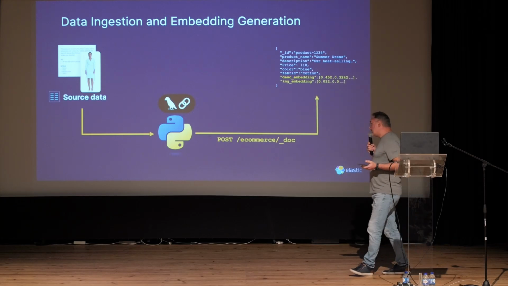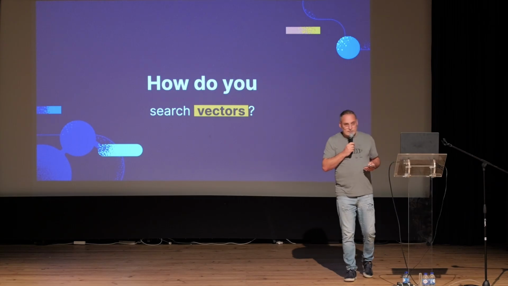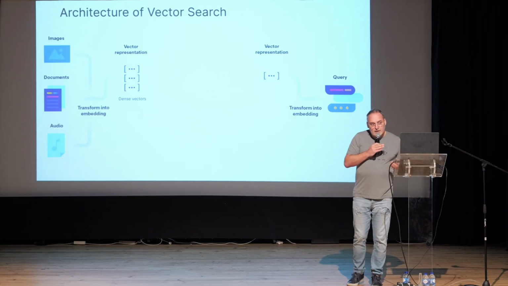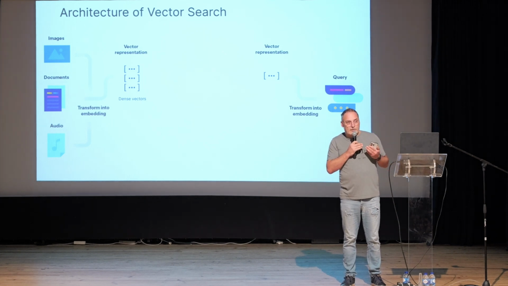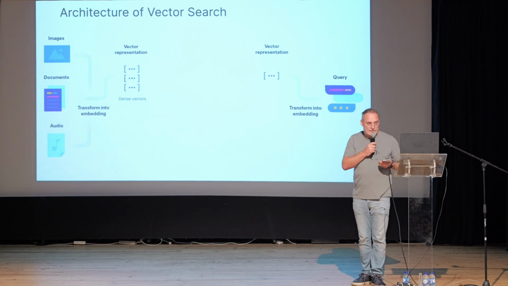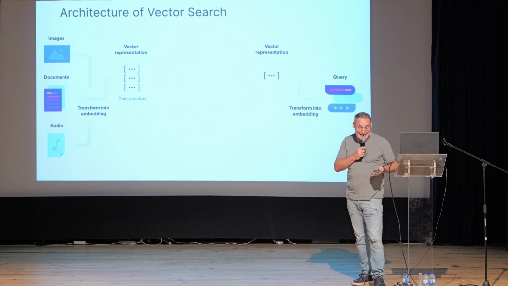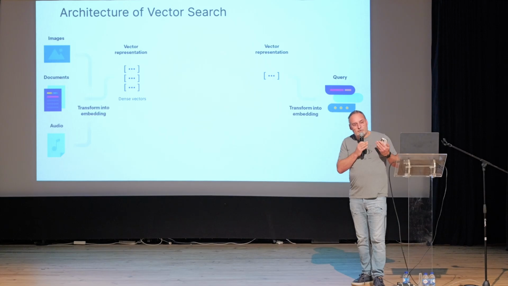We have indexed data. How do you search now for vectors? It's super similar. You take the query that a user is typing, and you use the exact same machine learning model that you used at index time. It needs to be the same one. And you transform the query into a vector representation as well, with the meaning, etc.